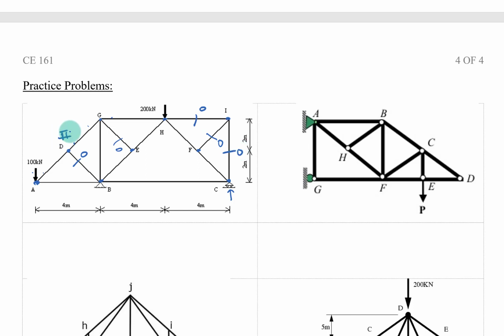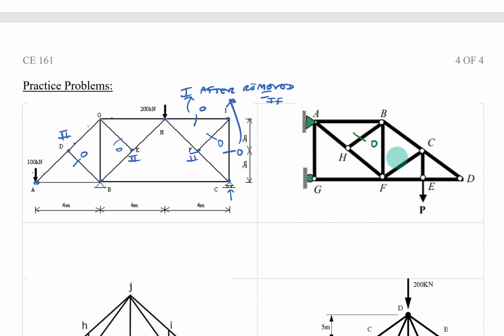Right, so this one was case 2, 2, and this was 1 after removed. Force I to F. And you can keep going through all of these, try them on your own, look for 0 force members.